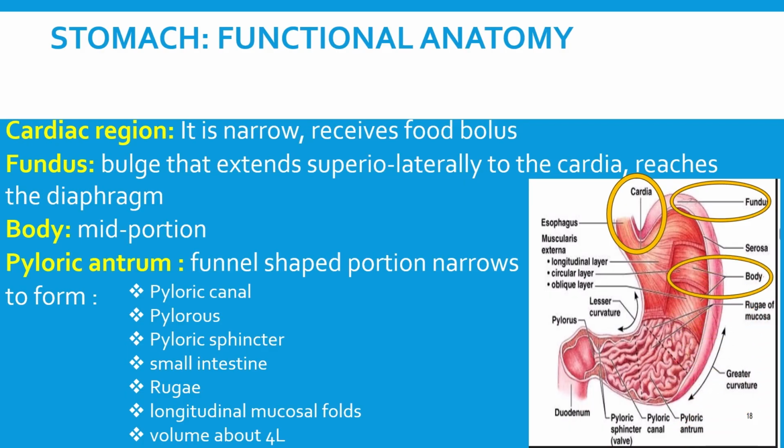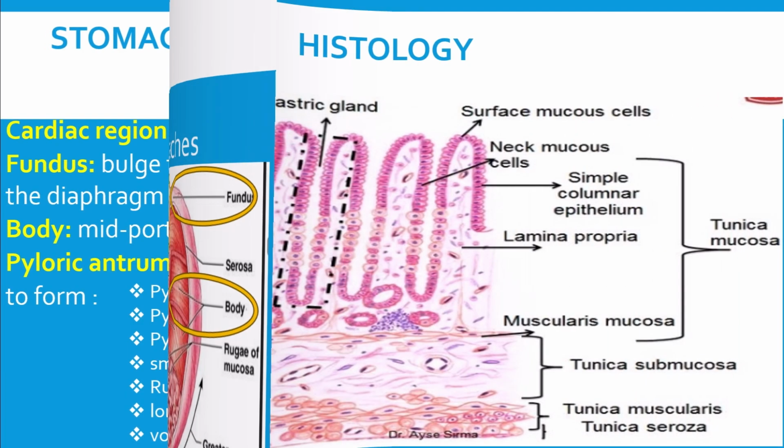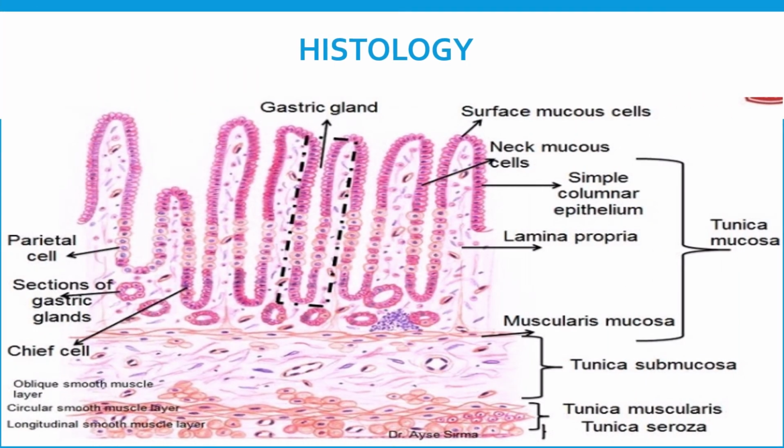The body of the stomach is its mid-portion that leads to the pyloric antrum, a funnel-shaped portion that narrows to form the pyloric canal, pylorus, pyloric sphincter, and then the small intestine. Rugae are longitudinal mucosal folds. The volume is about 4 liters.